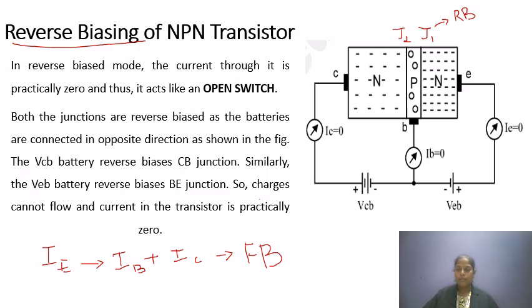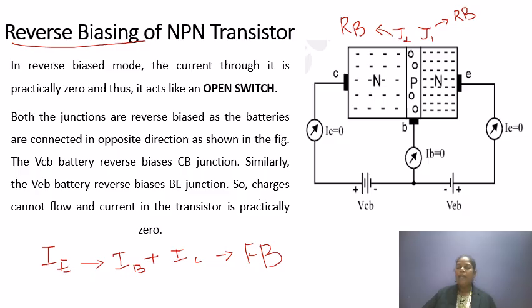Next, coming to this one. Negative to positive, and this is positive to negative. So J2 is also in reverse bias. Both junctions are reverse biased, as the batteries are connected in opposite directions as shown in the figure. So the VCB junction is reverse biased, and the VBE junction is also reverse biased. So the charge cannot flow in this circuit, so the current is practically zero.